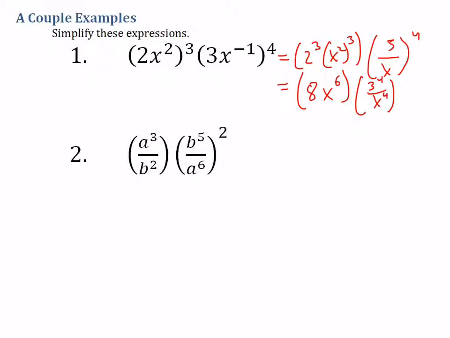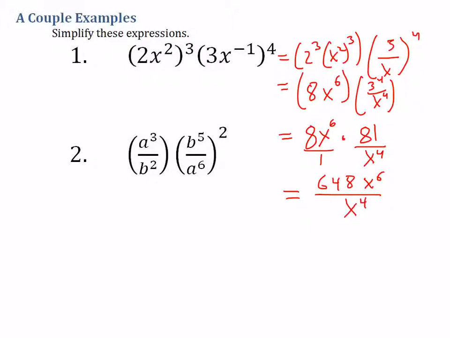Okay? And so we got 8x to the 6th times 3 to the 4th. Well, we know what that is. I think I do. That's going to be 81 over x to the 4th. Now we've got to multiply these up, so let's go ahead and put this over 1. We got on top, we have 8 times 81. Well, 8 times 8 is 64. So I think this is 648 x to the 6 on top. On bottom, we just have 1 times x to the 4th. That's x to the 4th.